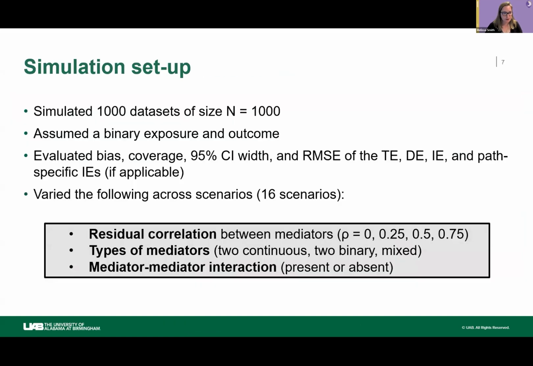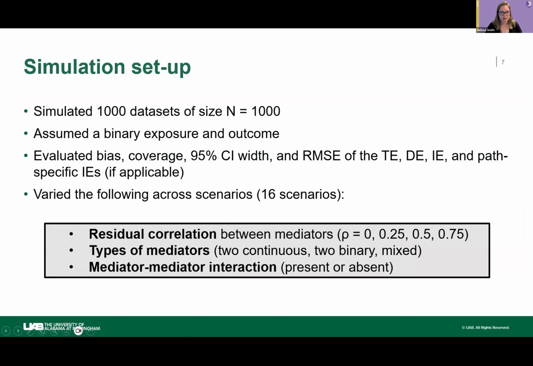So now I'll briefly go into the simulation setup here. We simulated 1,000 data sets of size 1,000. And for simplicity, we kept the exposure type and outcome type the same. So we used a binary exposure and outcome across all of the simulations. And we chose a binary outcome because we were looking at incident disease between 2 time points. So either they had that disease, they were diagnosed with it, or they were not.